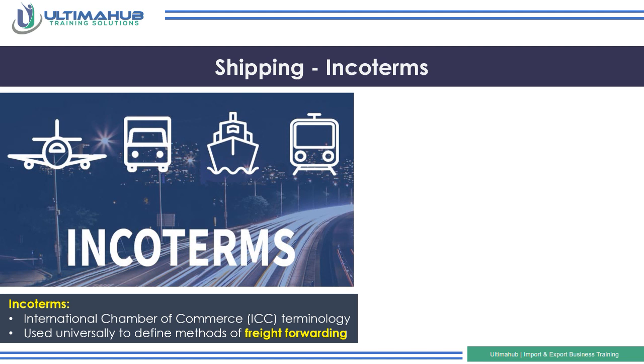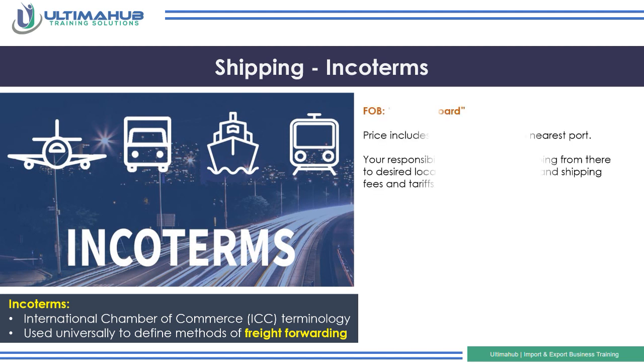Now there's some that are more common than others. Free on board, FOB, you'll usually hear it being called FOB, where the price includes delivering goods to the nearest port. That is the nearest port to the manufacturer. Then it's your responsibility to arrange the shipping from there to your desired location, including all freight, shipping, fees, tariffs, regulations, etc. So there's more onus on you, basically, to get that done.